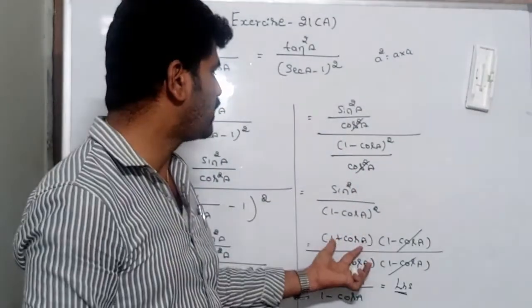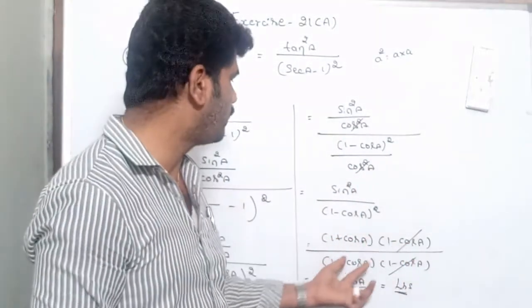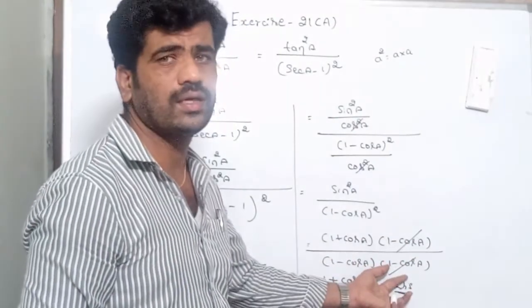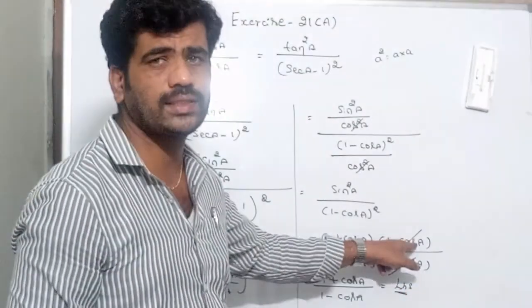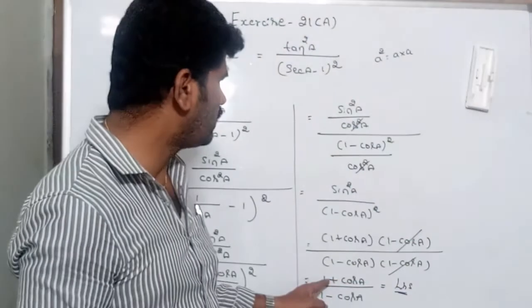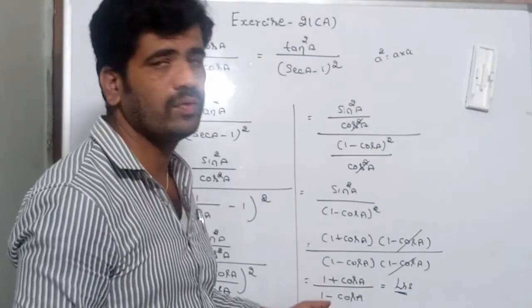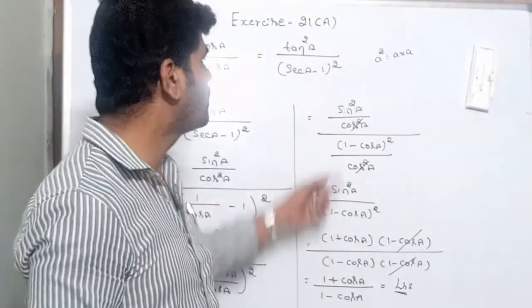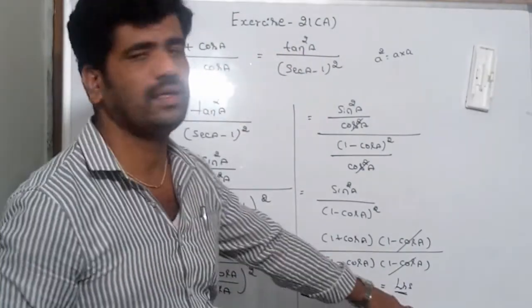Just substitute here. 1 plus cos a into 1 minus cos a divided by 1 minus cos a into 1 minus cos a. Now 1 minus cos a and 1 minus cos a get cancelled. Then what is the answer? 1 plus cos a divided by 1 minus cos a. This is our required answer, that is equal to LHS.